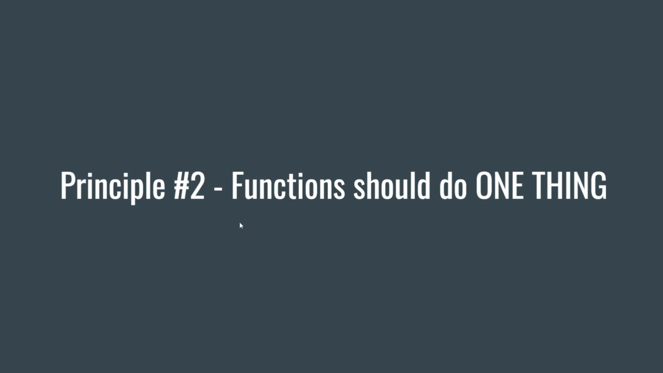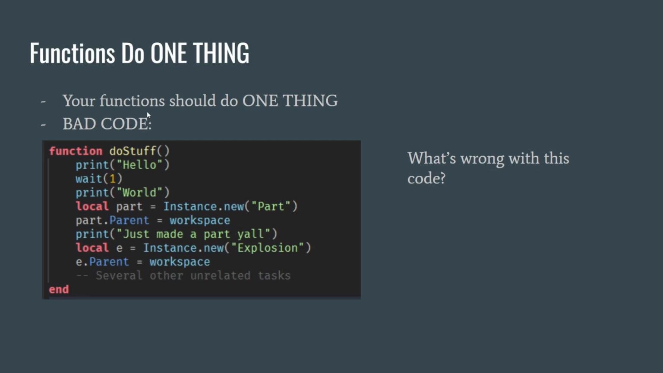And here's principle number 2. Functions should always do one thing. Your function should always do one thing. Here's an example of bad code. If you read through it, you can see it's violating that principle. Can anyone tell me what's wrong with that code? You can unmute or you can just chat in premium chat.